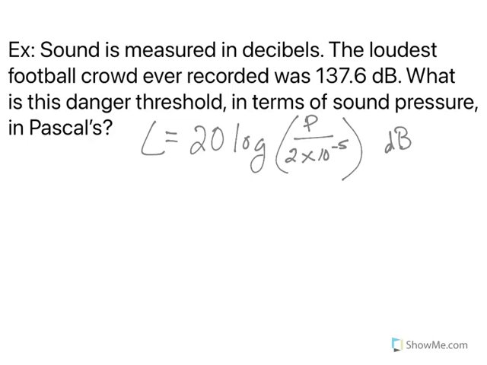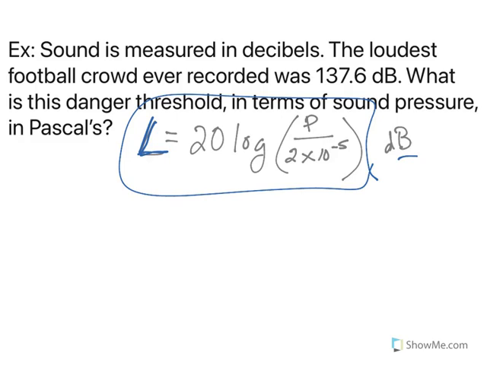Okay, so we have this formula. This is the loudness here, your decibel reading. So loudness equals 20 times the log of the pascals, P, divided by 2 times 10 to the negative fifth. And the label of this answer would be in decibels. So when I get 137.6 decibels, that's the loudness, so that's L. So I'm going to take 137.6 equals 20 times the log of P divided by 2 times 10 to the negative fifth.